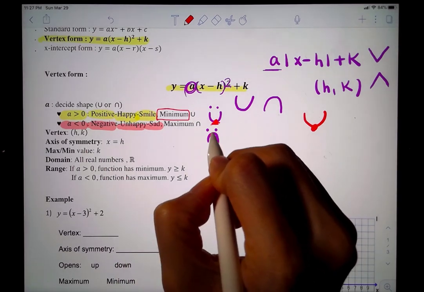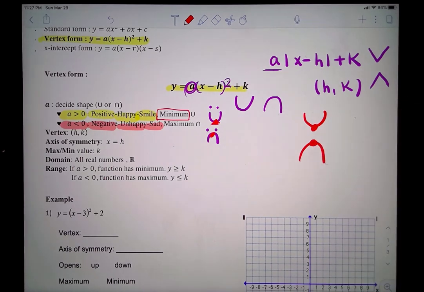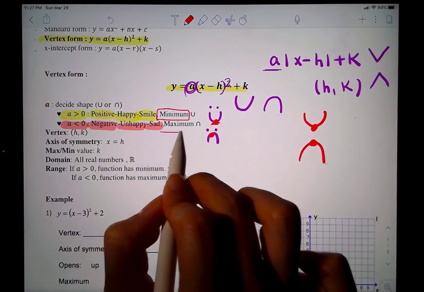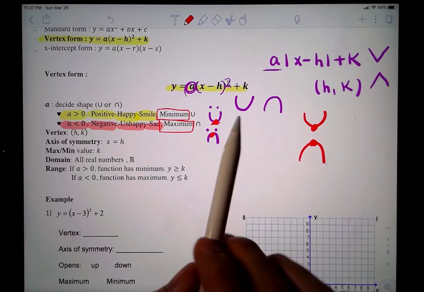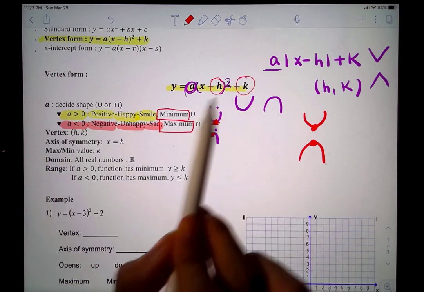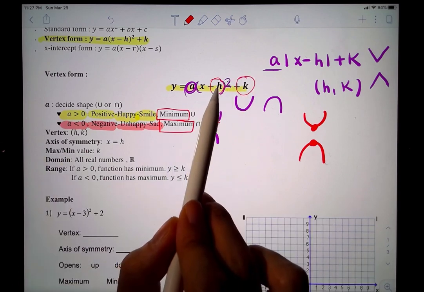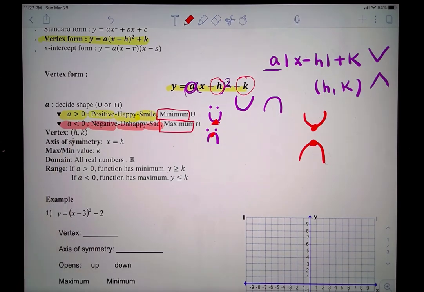Look at this. When you have opens down, then what do you have? You have maximum. So it has a maximum value. Alright? And then your vertex, as you know, right? H, K. So inside of the parentheses, we need to change the sign. Right? So you get h, k for the vertex.